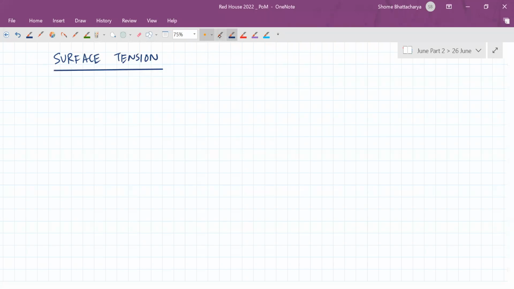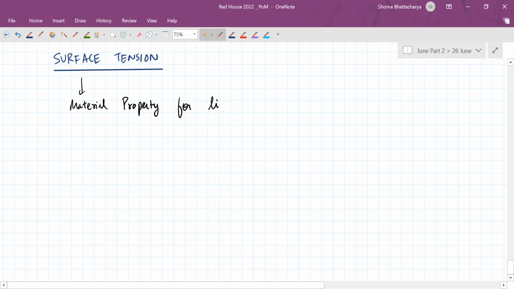So surface tension is a very interesting property which has to do with the elastic nature or the elasticity of the surface of a fluid. So this is a material property for liquids associated with the elasticity of their surfaces.